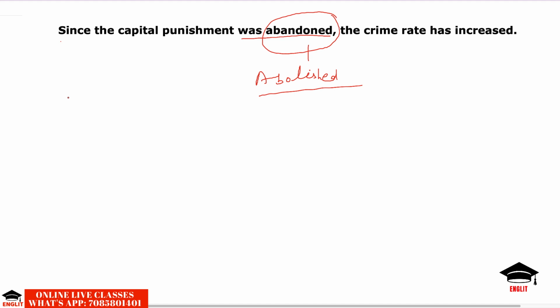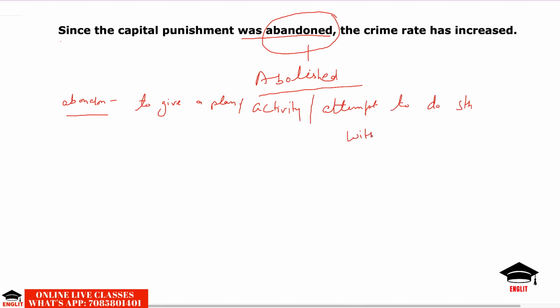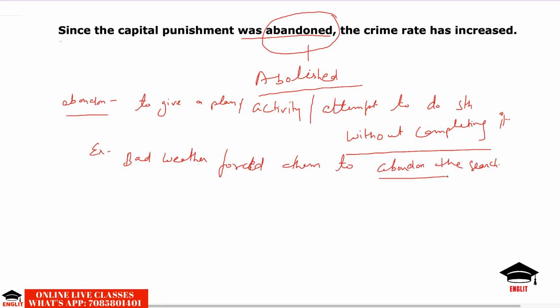Abandon is used to give up a plan or an activity or attempt to do something without completing it. So बीच में से ही किसी चीज को छोड़ देना, किसी एक्टिविटी को, किसी प्लान को, this is called abandon. Like bad weather forced them to abandon this search. They could not complete the search because it was bad weather, and then they had to give up this plan. They had to give up the activity. So here in this sentence, abandoned is wrongly used.